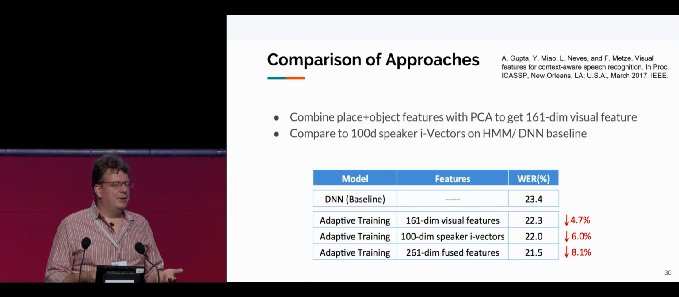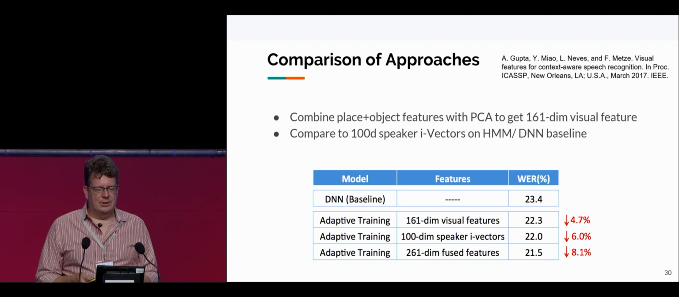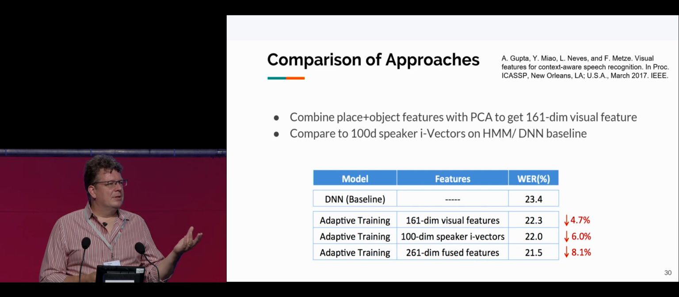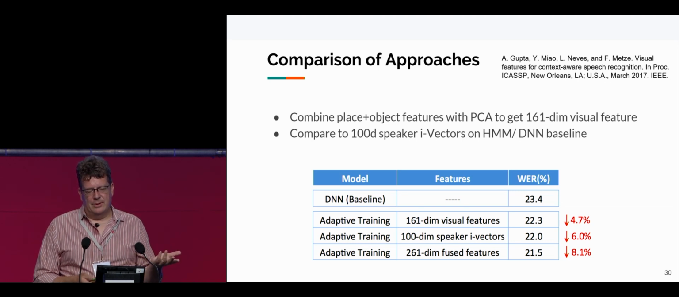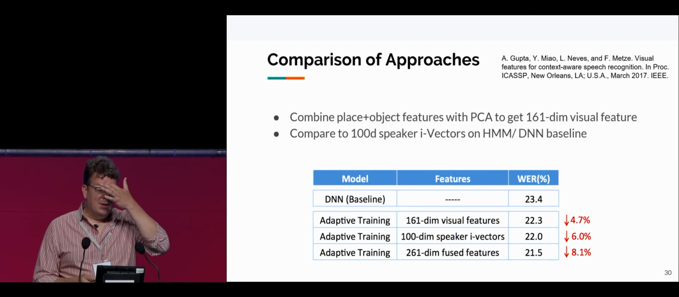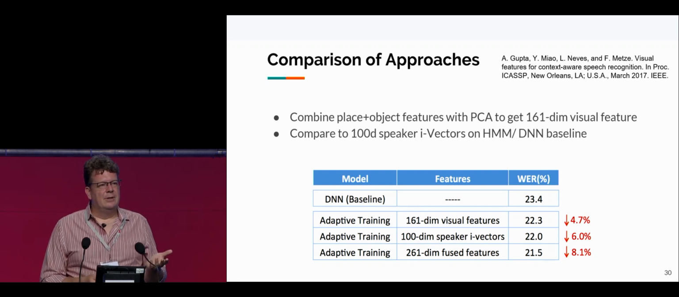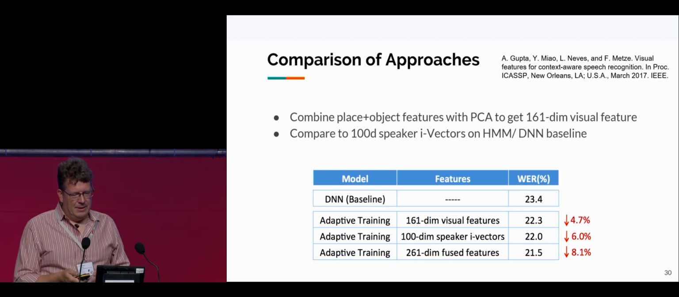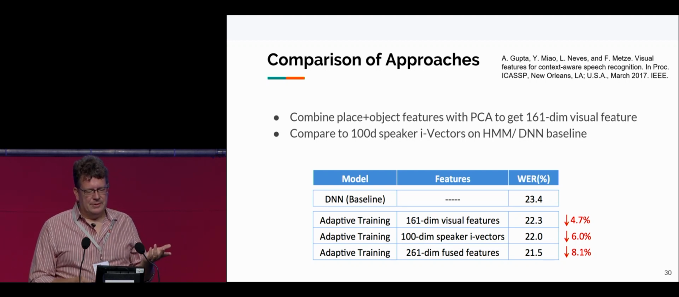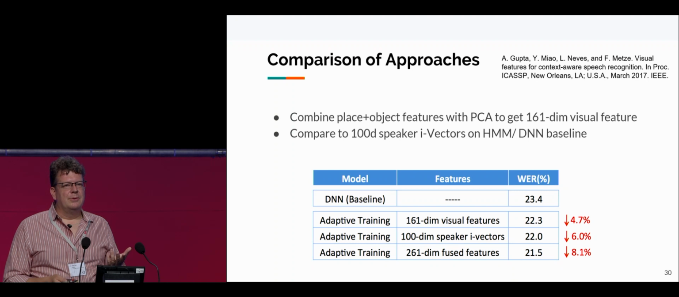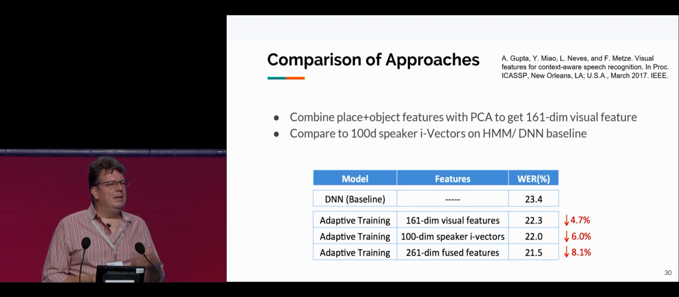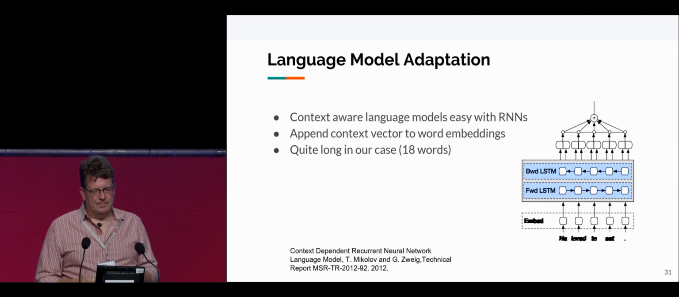And if we run the same method and adapt with a 161-dimensional visual feature vector, where the input doesn't come from the audio, but from the images and the objects that we detect in the image, we're getting a word error rate of 22.3%, which is still about a 5% relative improvement. Not quite as much as we're getting with an I-vector, but still in the same ballpark. If we combine both of those features, we're getting a performance of 21.5%, an 8% relative improvement. So those two representations aren't completely orthogonal, but they do give us additional information that helps improve speech recognition.